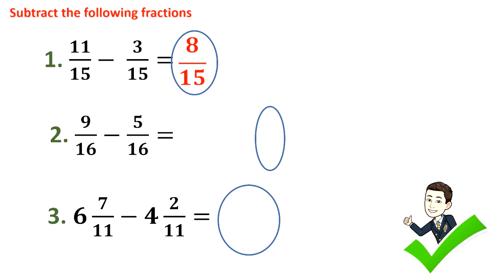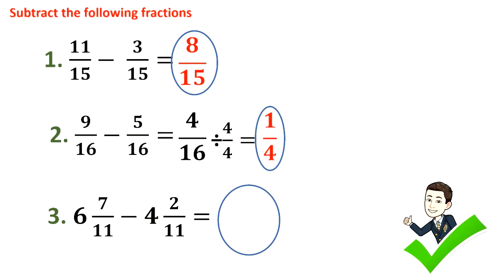Number 2. 9/16 minus 5/16. Copy the common denominator of 16 and then subtract the numerators, 9 minus 5. So our answer is equal to 4/16. Now check if we can reduce it to the lowest term. The common factor of 4 and 16 is 4. So, reducing to its lowest term, our final answer must be 1/4.